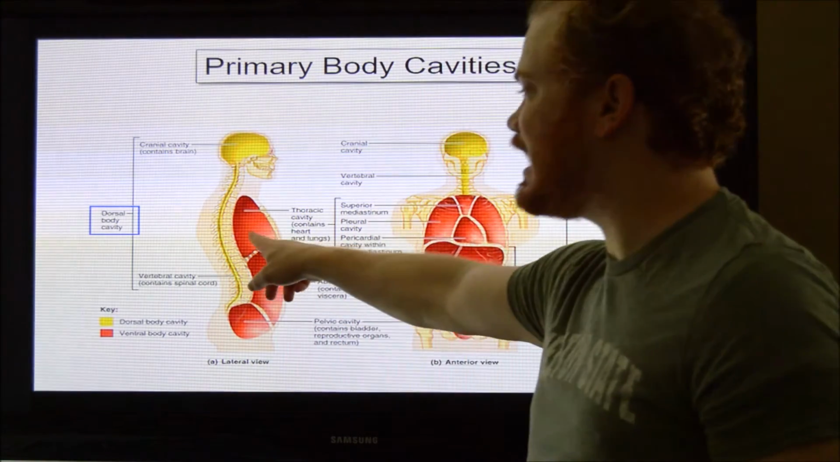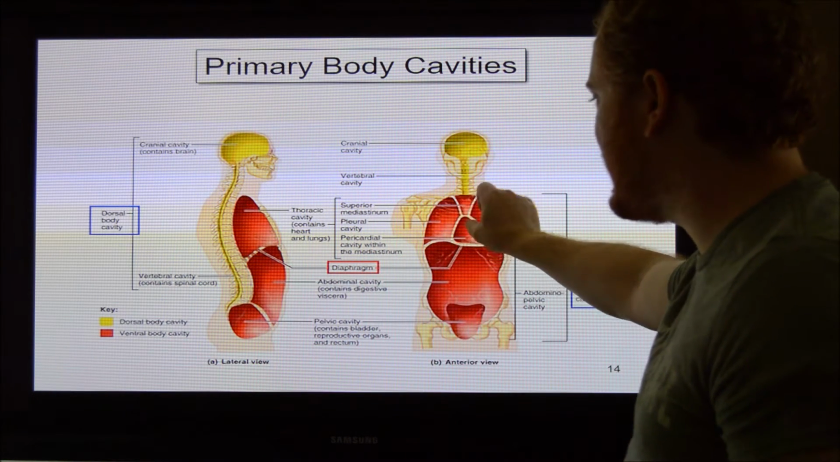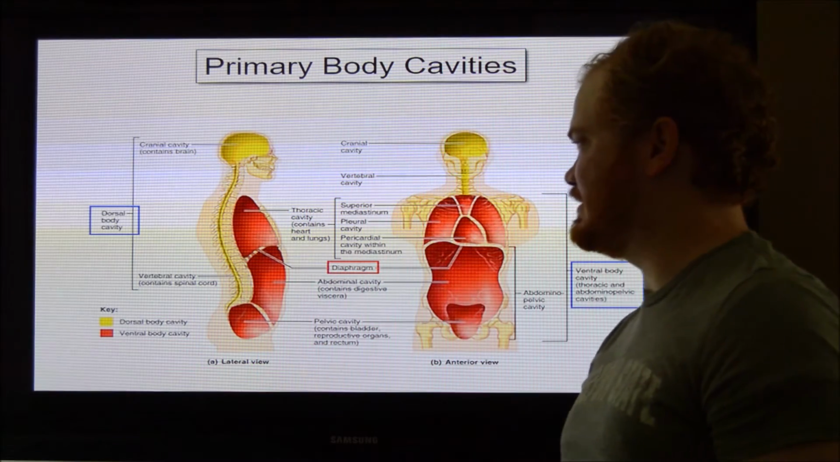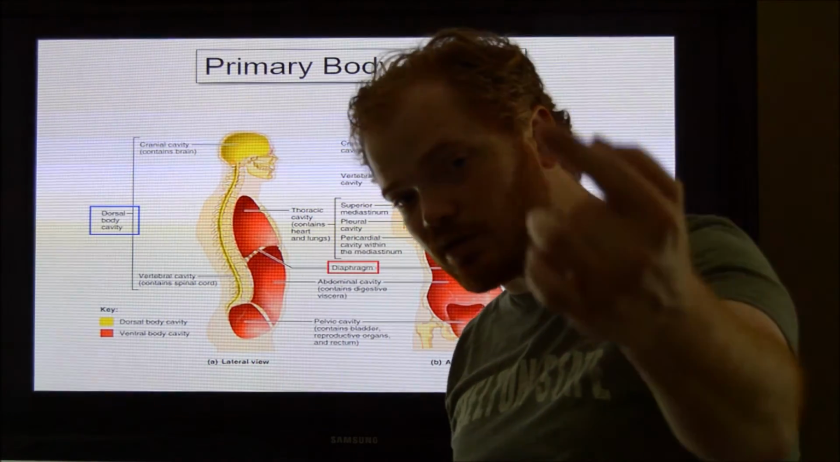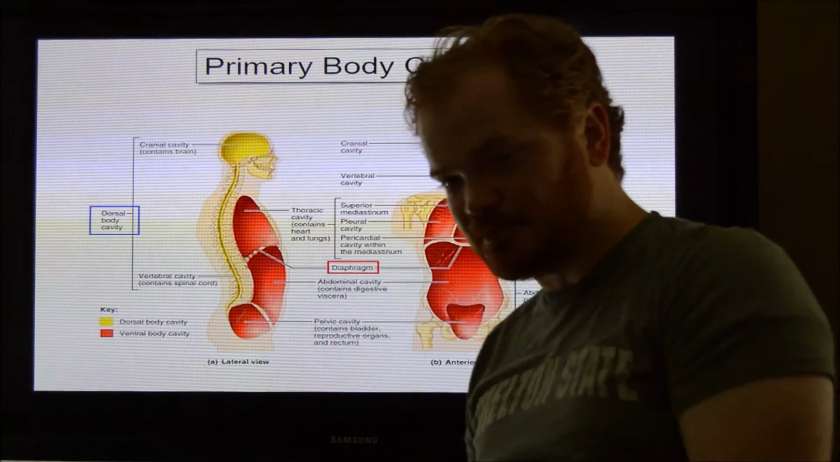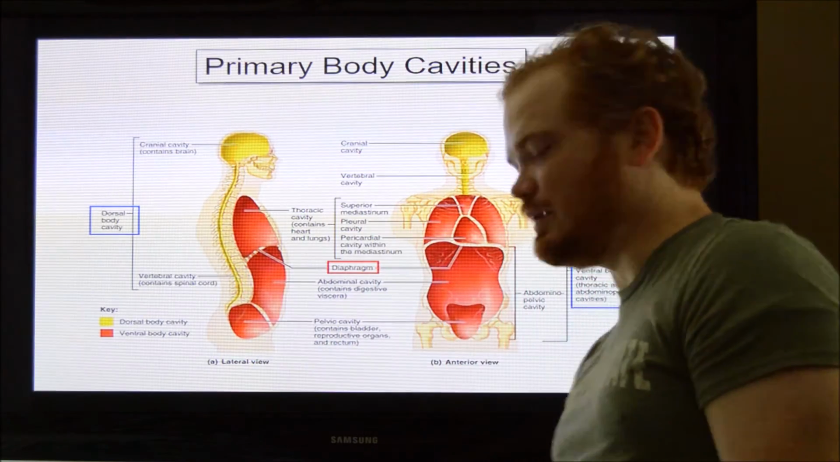Now, the thoracic cavity is further subdivided into a pair of pleural cavities, mediastinum, and the pericardial cavity. Pleural cavities. From now on, anytime you hear pleura, I want you thinking lungs. Okay, the pleura are the lungs. Pleural cavities house the lungs.